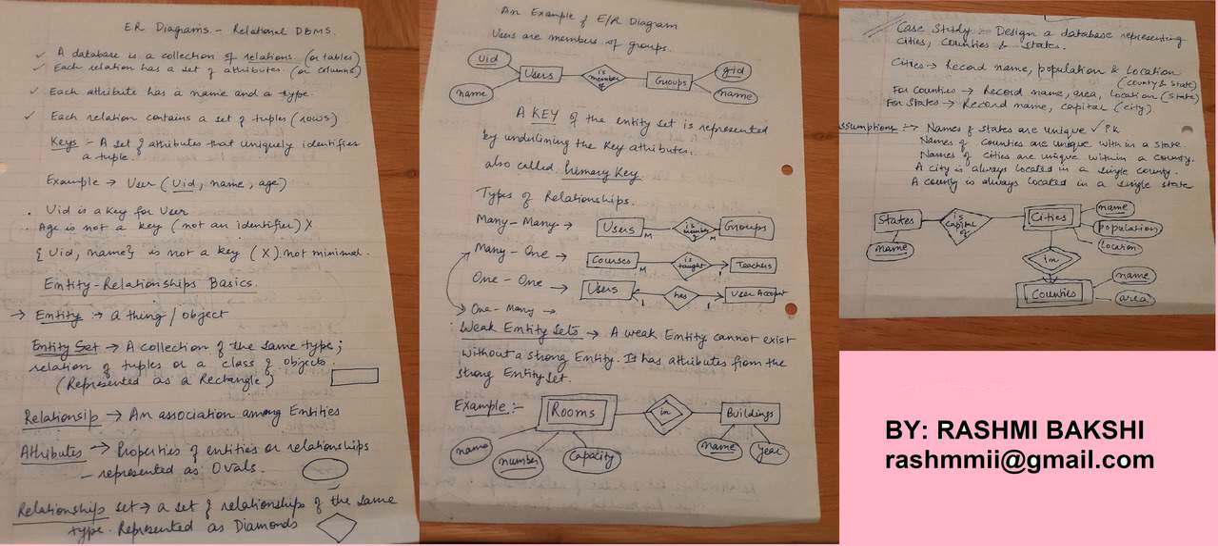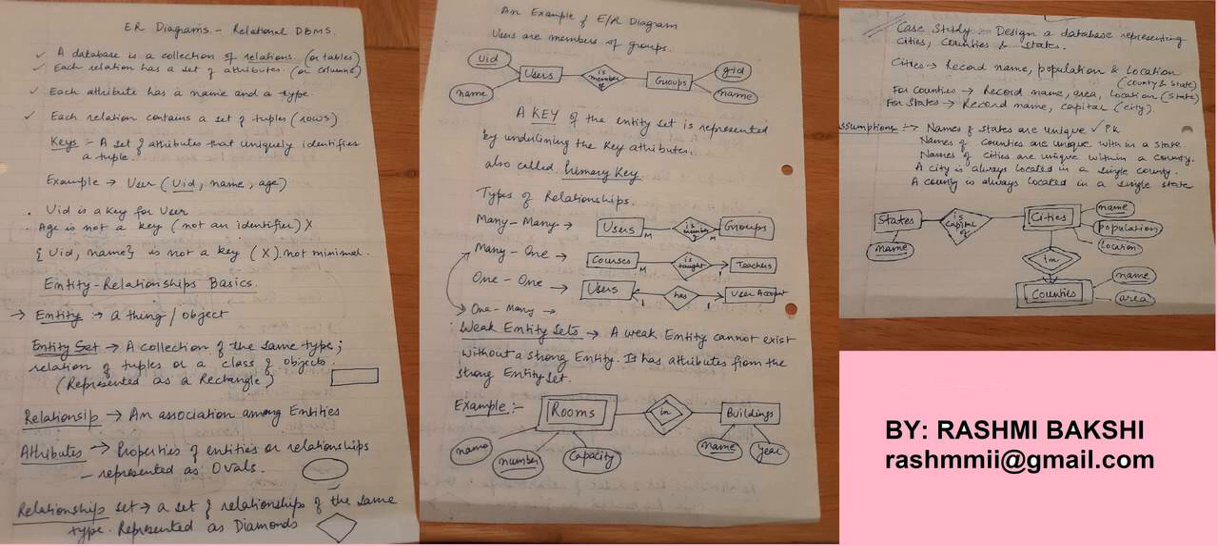Now moving on, we will look into the concepts of primary keys and foreign keys in the further lectures. But for now, let's move into the ER diagram. So an ER diagram is basically the relationship diagram between different entities. An entity is a thing or an object, right? An entity set is the collection of the same type of object, or we can say a class of different objects, and it is represented by a rectangle.